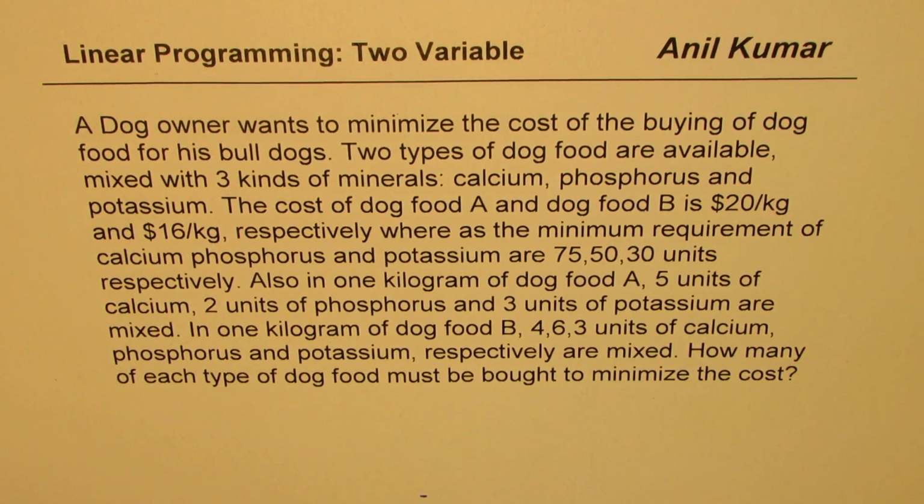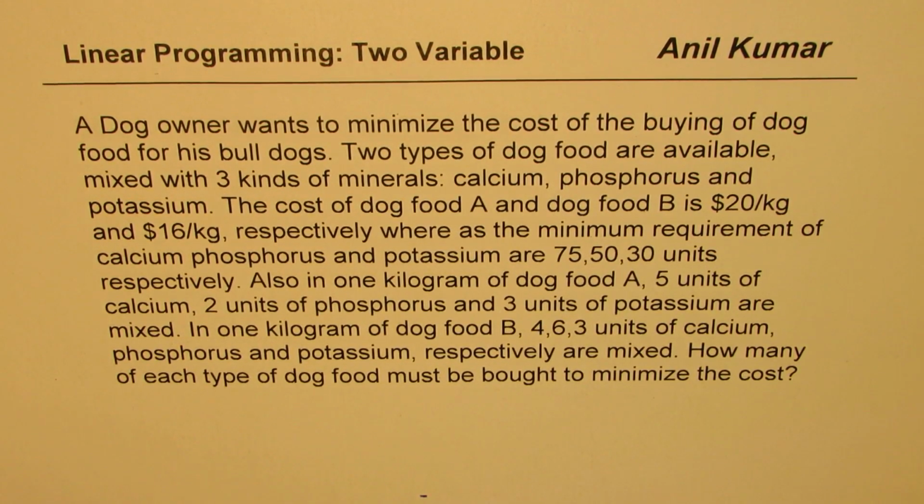The question here is, a dog owner wants to minimize the cost of buying dog food for his bulldogs. Two types of dog food are available, mixed with three kinds of minerals: calcium, phosphorus, and potassium. The cost of dog food A and dog food B is $20 per kg and $16 per kg, respectively, whereas the minimum requirement of calcium, phosphorus, and potassium are 75, 50, and 30 units, respectively.